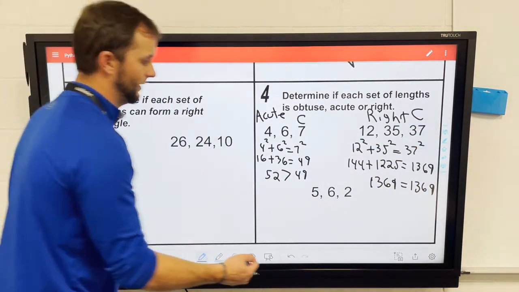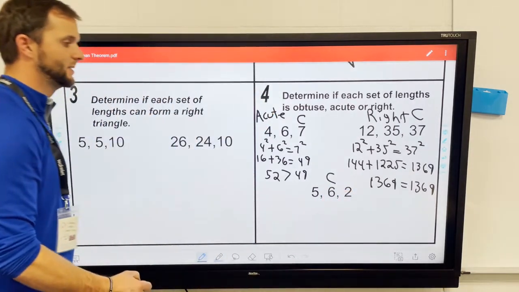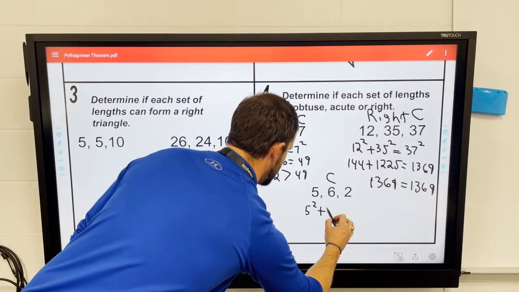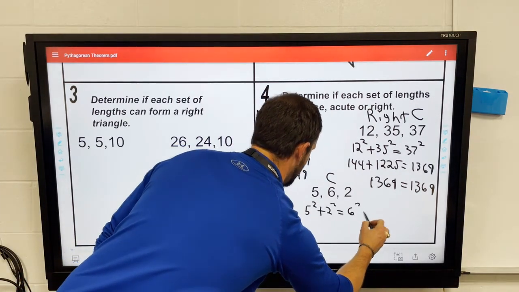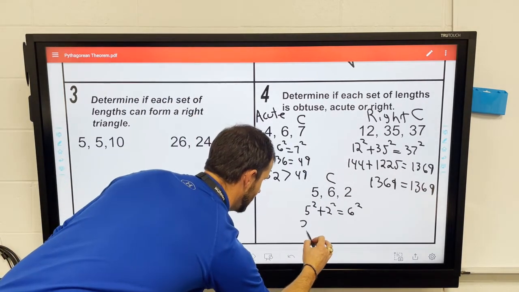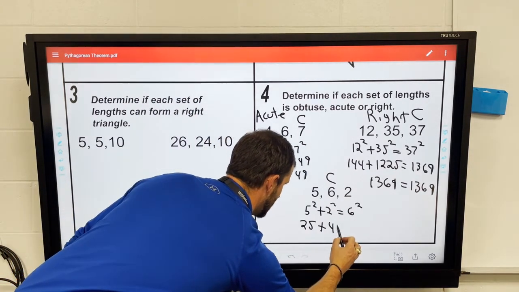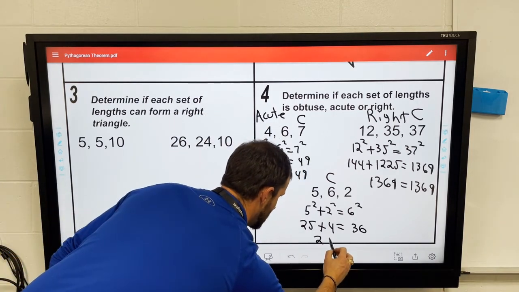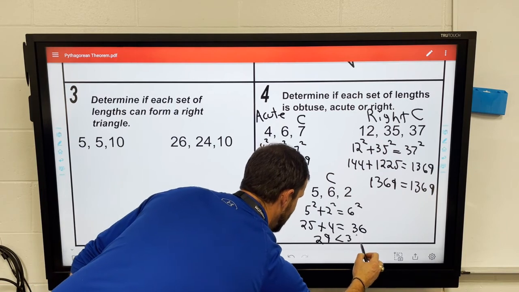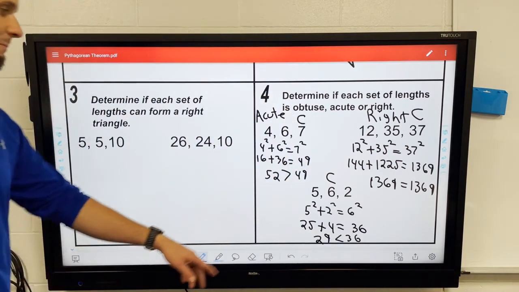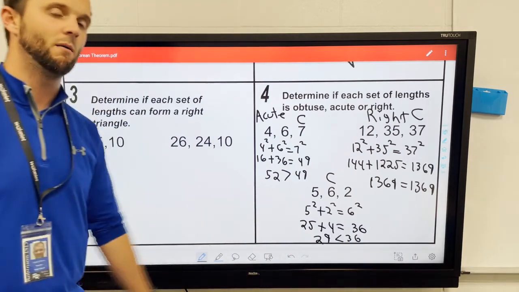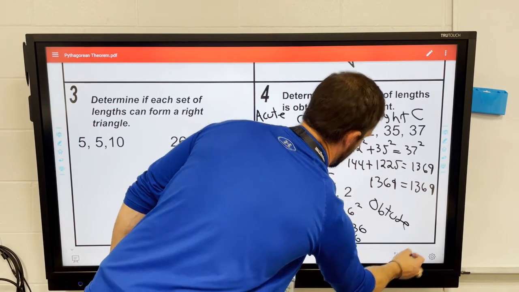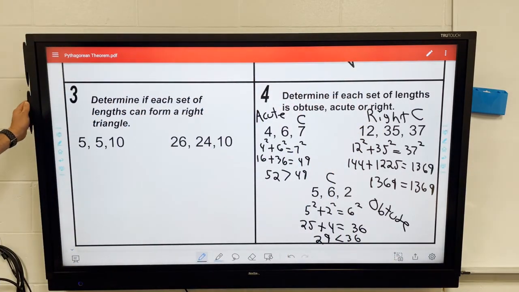Now let's do the last one. Again, this is my longest side, so that has to be my c value. So 5 squared plus 2 squared equals 6 squared, right? 5 times 5 is 25. 2 times 2 is 4. 6 times 6 is 36. So 25 and 4 give me 29. 29 is going to be less than 36. So if the hypotenuse is bigger than a squared plus b squared, that means this is going to be an obtuse triangle, okay?